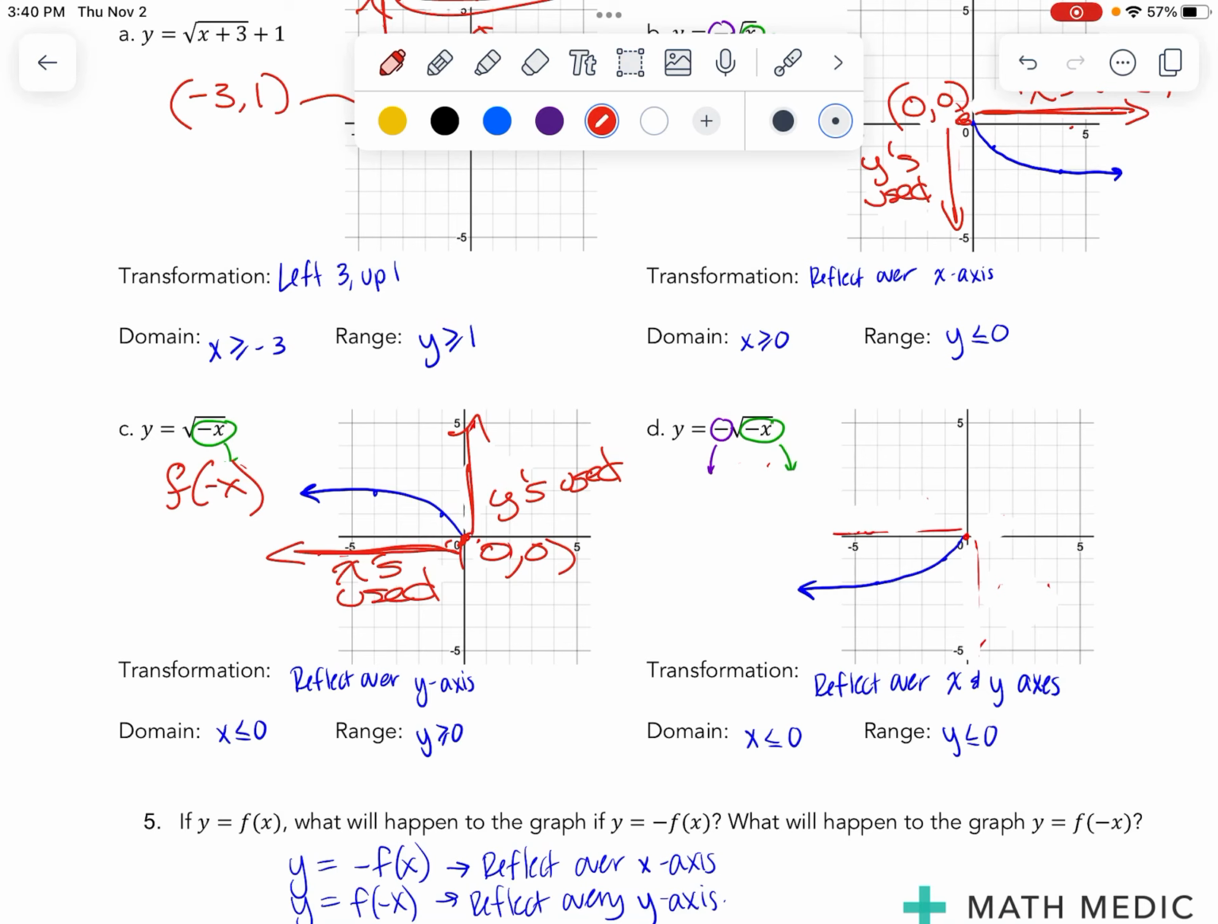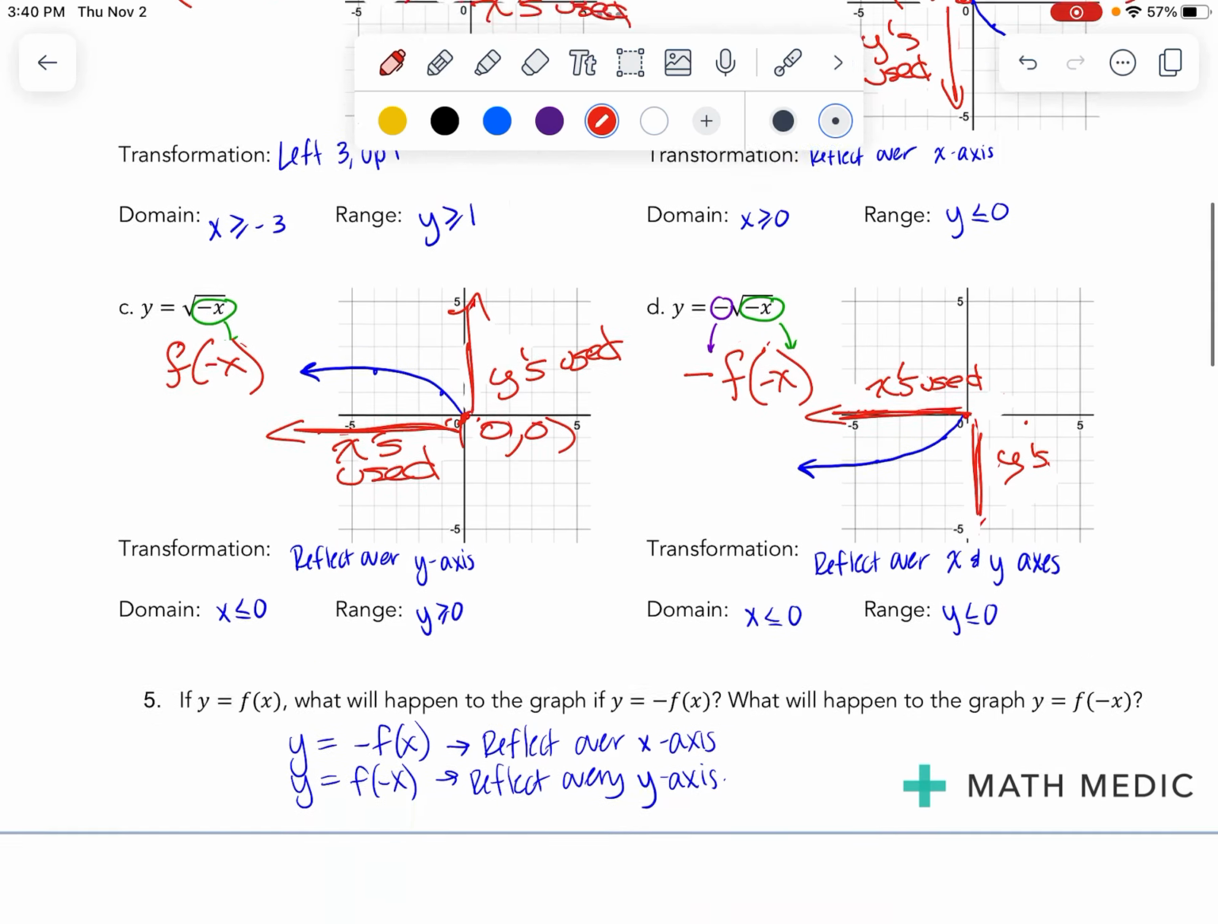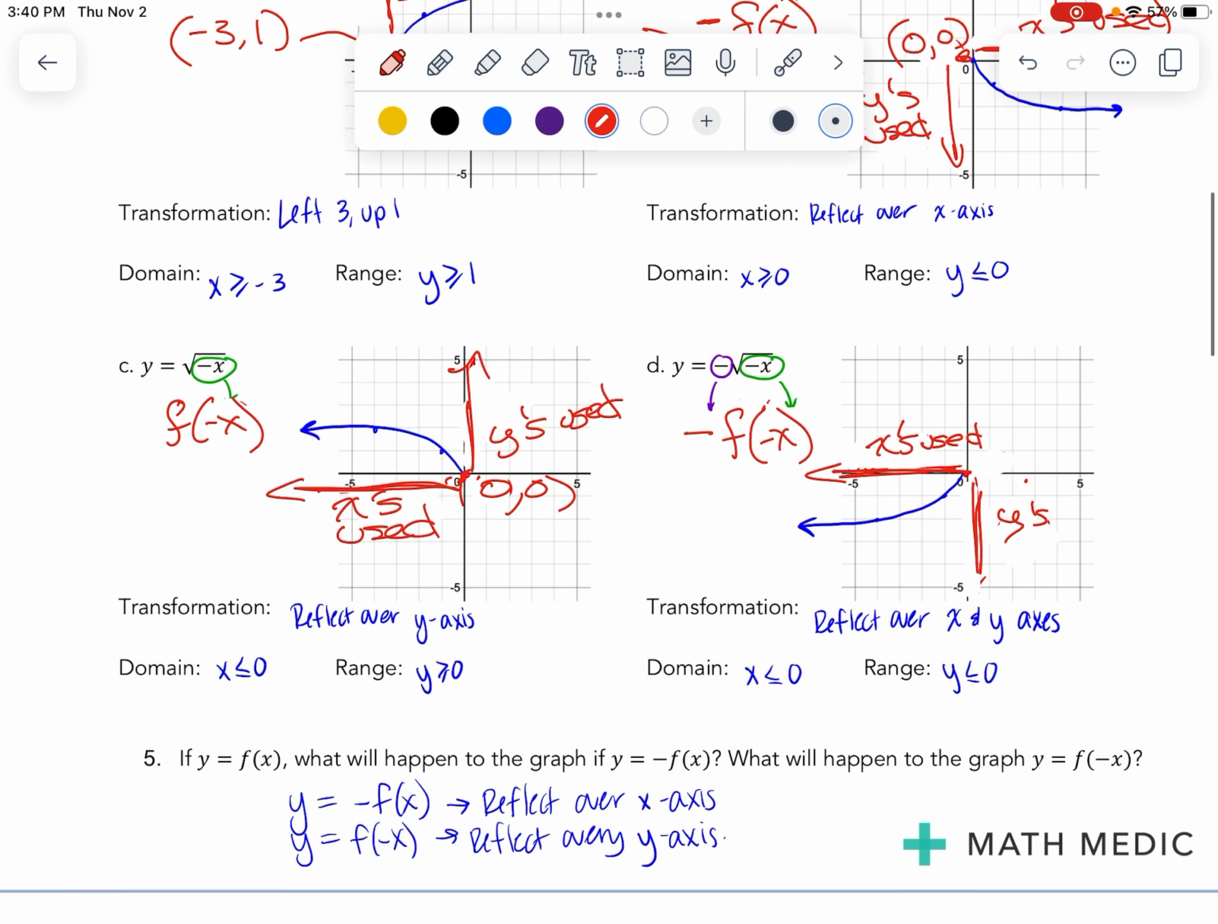Now here we have a double one, so it's the opposite of f of negative x. So that's going to be a reflection over the x-axis first, then a reflection over the y-axis. So here are my x's being used, and here are my y's being used. So that's why my domain and range are just negative values here. Okay, my friends, so there are your front teacher notes.